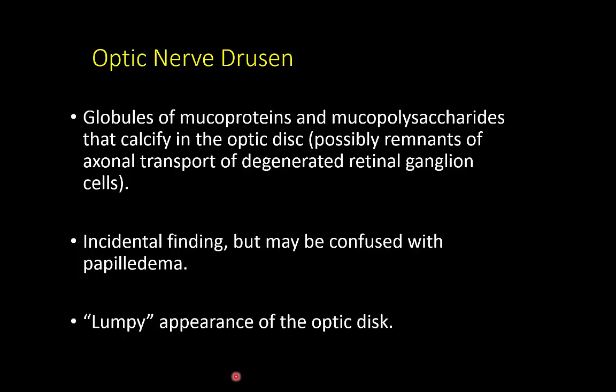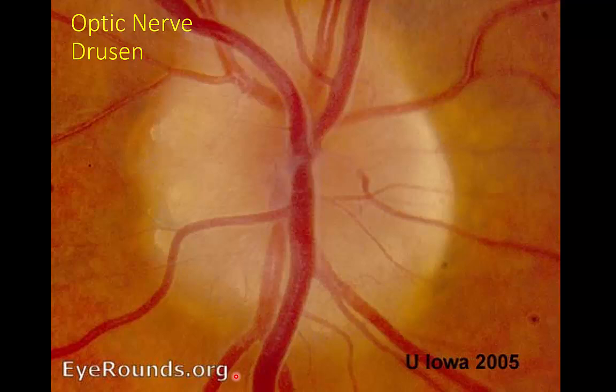Now, getting near the end here, I want to talk about optic nerve drusen. Drusen are globules of mucoproteins or mucopolysaccharides that calcify in the optic disc. They're felt to be possibly remnants of axonal transport of degenerated retinal ganglion cells. But most importantly, they're an incidental finding. But why we bring them up is that they can be confused with papilledema. The optic disc will develop a lumpy type appearance, and it's important not to mistake optic nerve drusen as papilledema. So here's an example of optic nerve drusen.